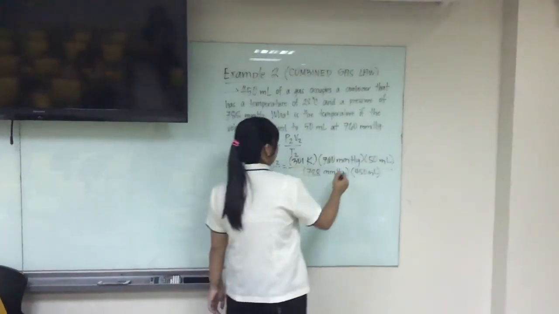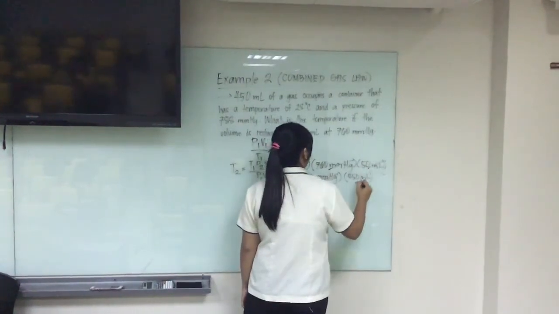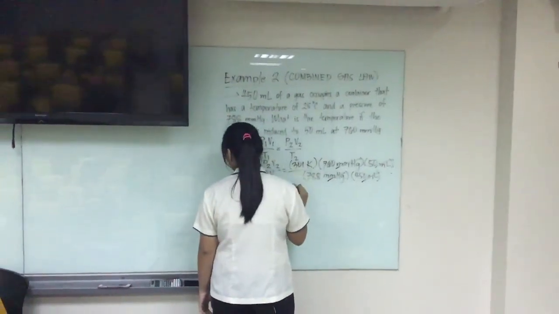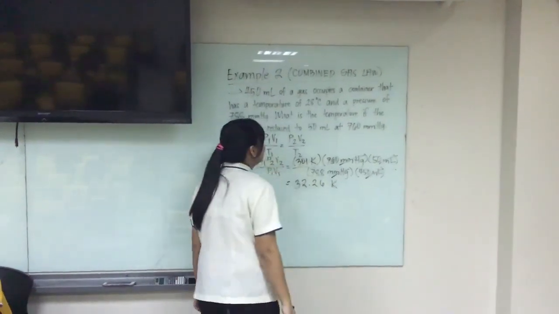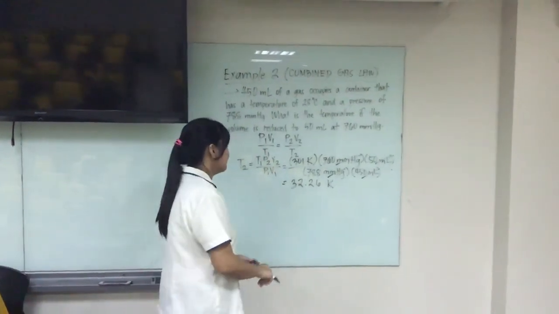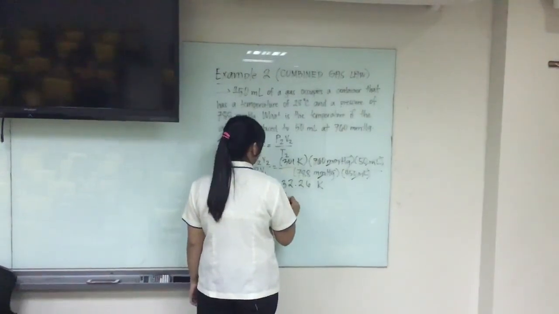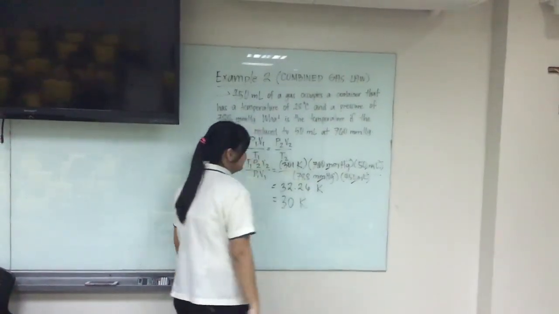with the use of a calculator, we get the value of 32.26 Kelvin. And rounding off to one significant figure. Thank you for that very simple and helpful explanation, teacher.